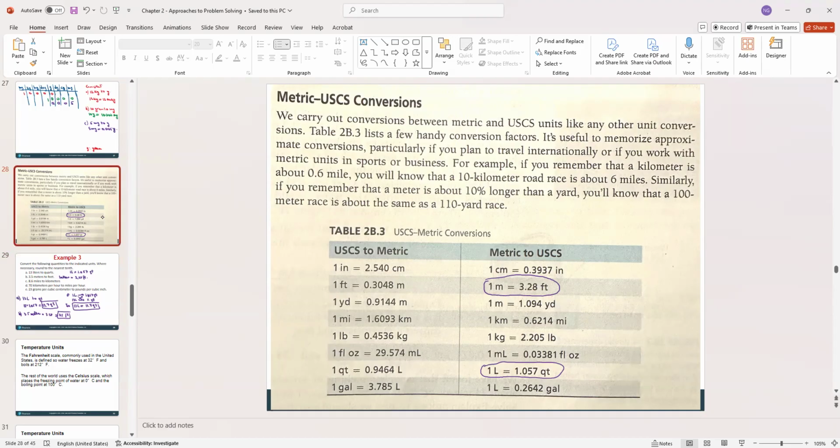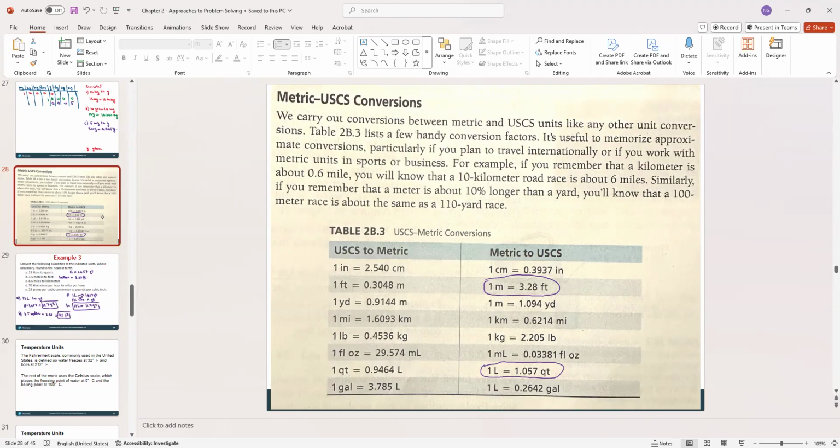So these are the conversions, because you can go from the US system of measurements to the international system of measurements. Remember that we can carry conversion between these two systems like any other unit conversions, right? So this table really gives you a few handy conversion factors. It's usually useful to memorize approximate conversions, particularly if you plan to travel internationally.